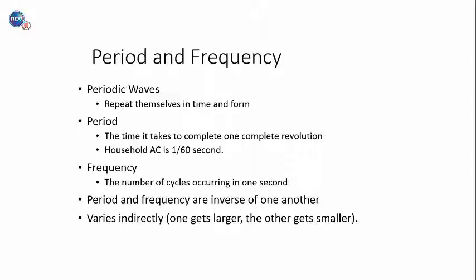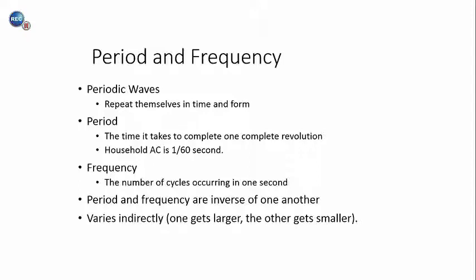The frequency, that is the number of cycles occurring in 1 second. And so for example, your household AC, if the period is 1/60th of a second, that means that we're getting 60 periods or 60 oscillations or 60 repetitions every second. And so every second we get 60 individual little sine waves that form this full sine wave.